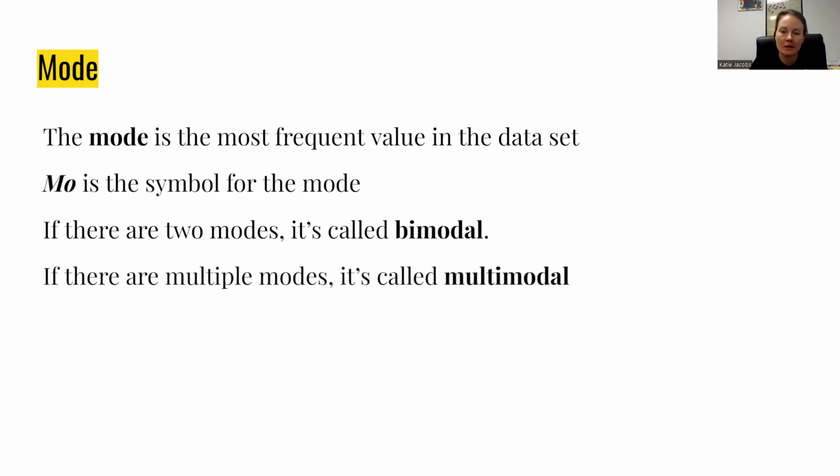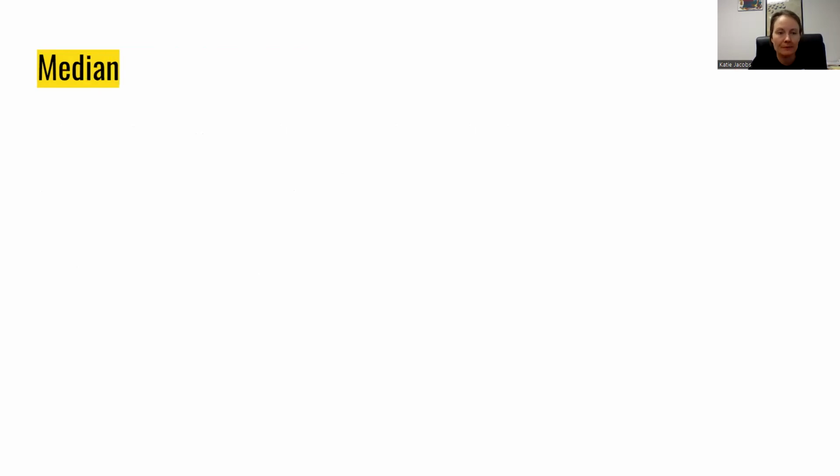If there are multiple modes, it's called multimodal. I like to break up words. So bi usually means two, right? Modal is representing mode. And multi means multiple. The prefix multi means multiple. So you have that as well.